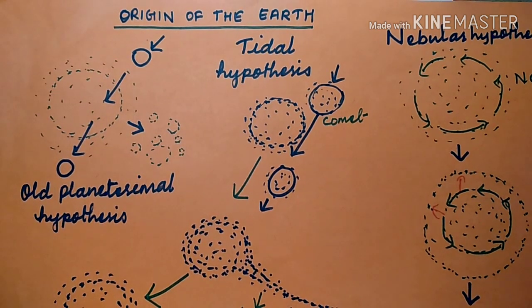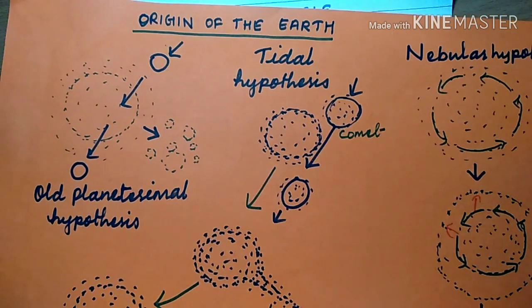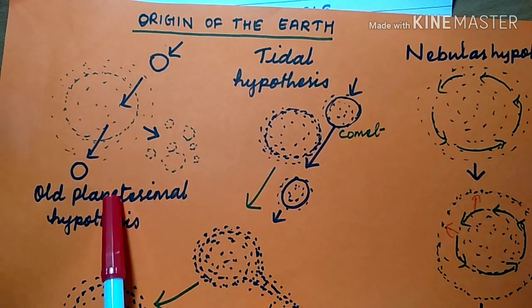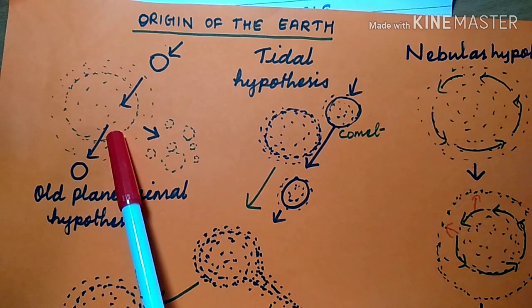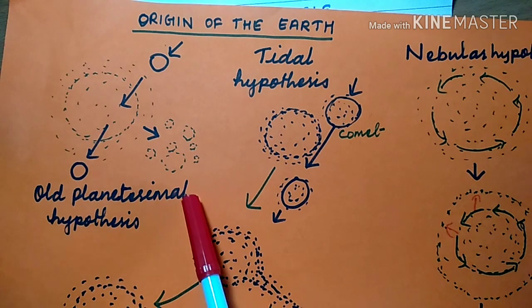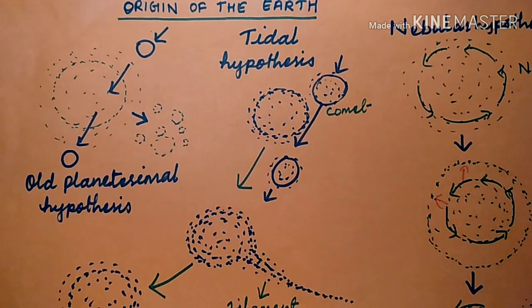So this is about old planetesimal hypothesis. This is very simple. There was a huge mass of gases in space, and this was hit by a wandering comet, a moving comet, and a large amount of mass was thrown away into space, and this thrown away matter got cooled and formed planets of different sizes. This is the old planetesimal hypothesis. Here planetesimal means planets of smaller sizes. Small planets are called planetesimals.